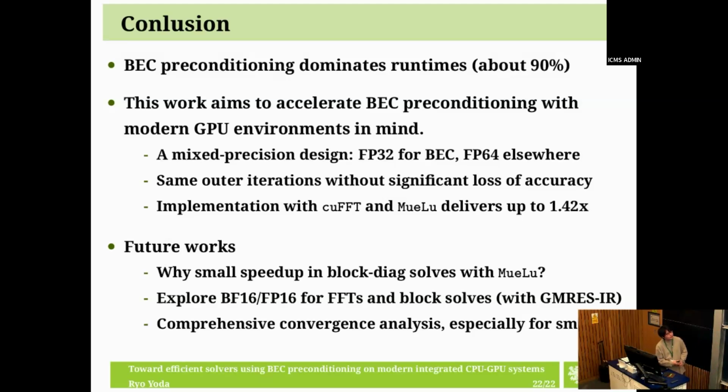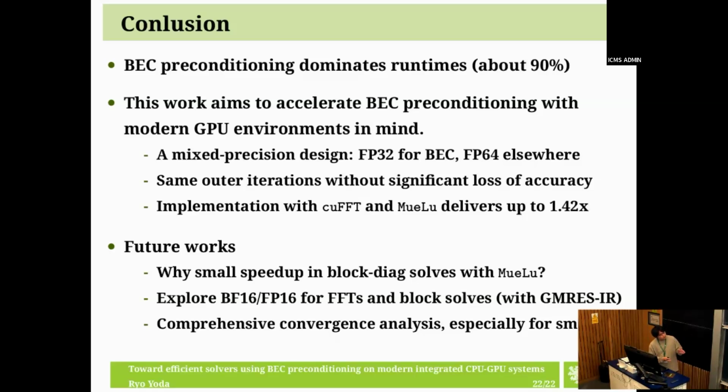In the case of the parallel experiment, our code with the cuFFT or vendor libraries delivers up to 1.4 times speedup. Future work is also here: I'm not sure why there is such a small speedup in the block diagonalization and the block diagonal solving part with these packages, which is also future work. I will also explore BF16 or half precision using the tensor cores in the CUDA environment, which is also quite an interesting point for me.